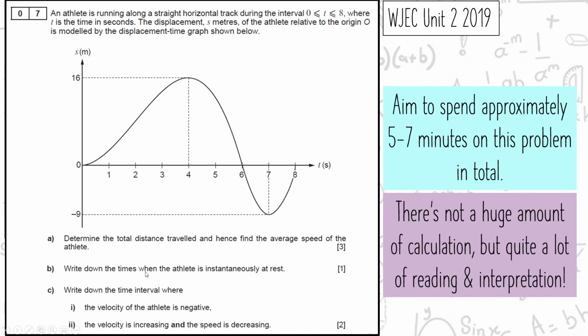We're also going to need to find out the times when the athlete is instantaneously at rest, and we're going to need to write down some time intervals where the velocity is negative, and this other one down here where the velocity is increasing and the speed is decreasing.